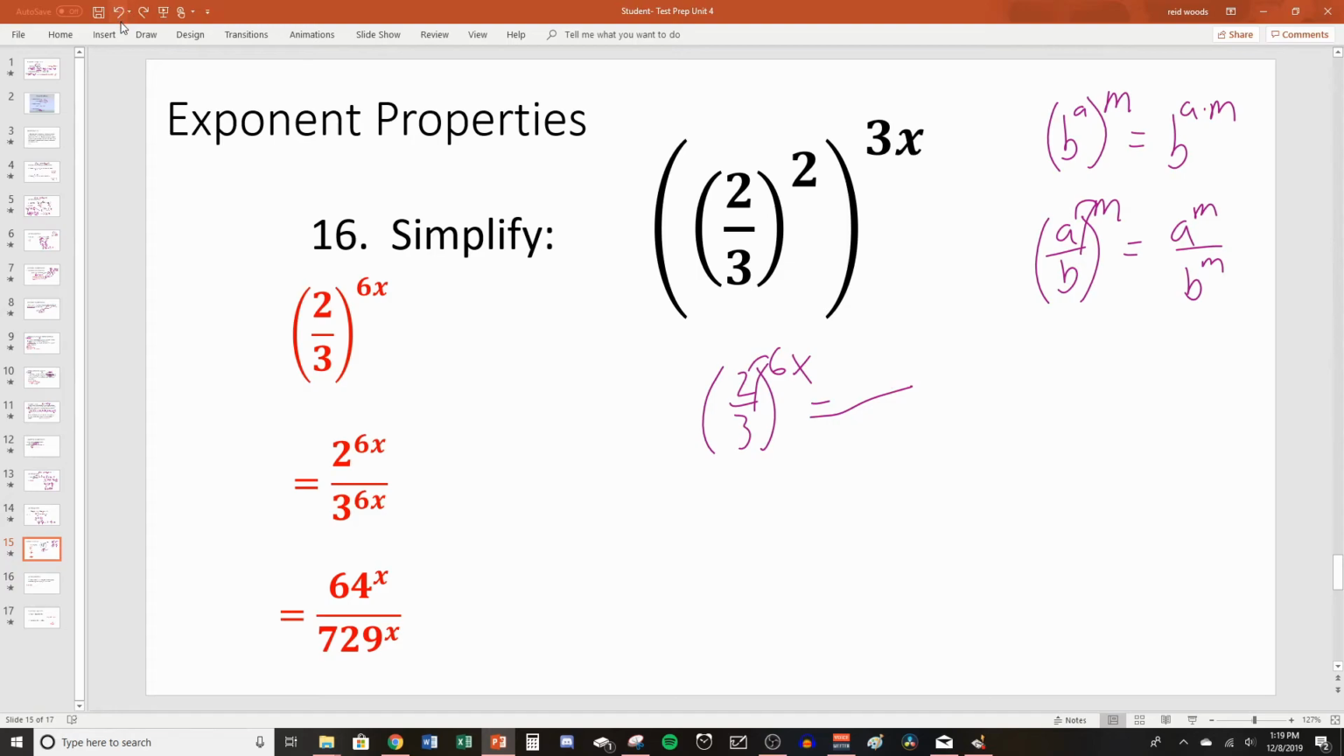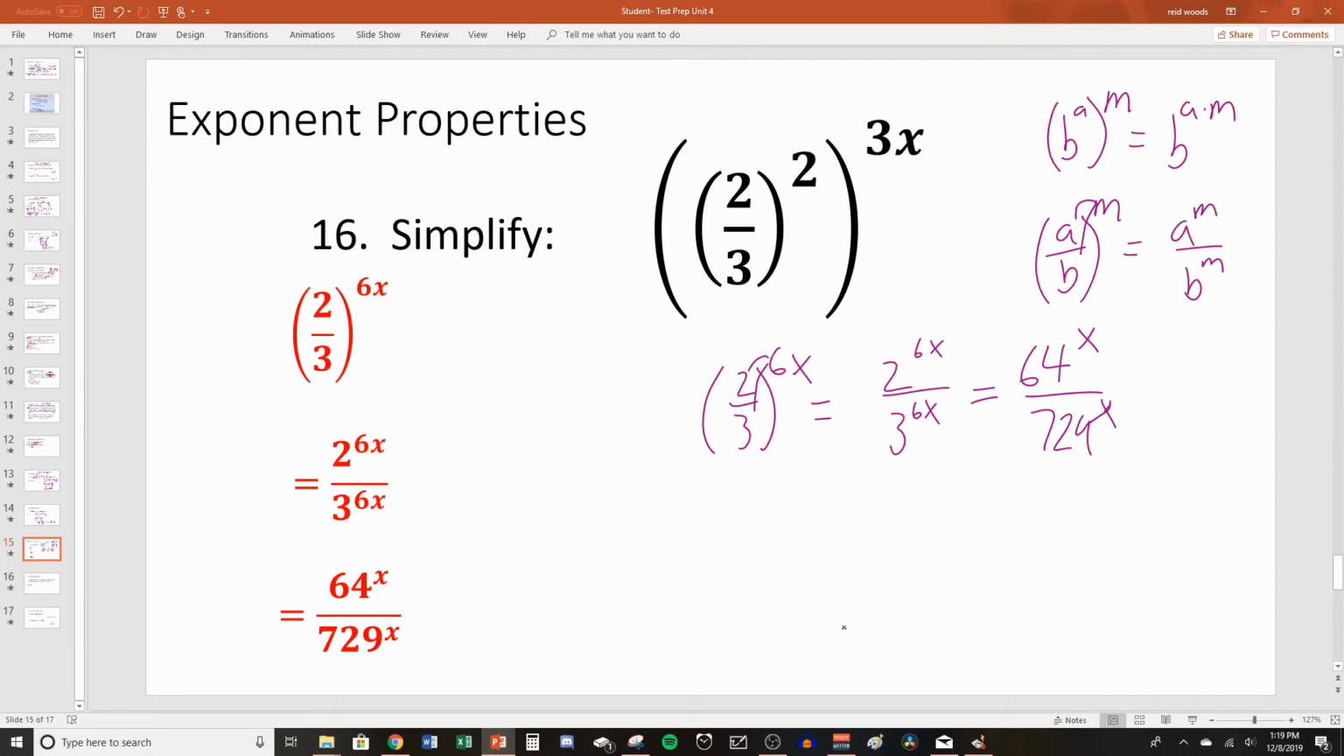That will get us, with both of these, to the power of 6x. So this is 2 to the 6x over 3 to the 6x. And that's another form that this could take. The last thing we do for our answer: 2 to the 6, well, that's where that 64 came into play, and it's still raised to the x. 3 to the 6th is 729, so that's how that got there. These are the different forms that this could take.